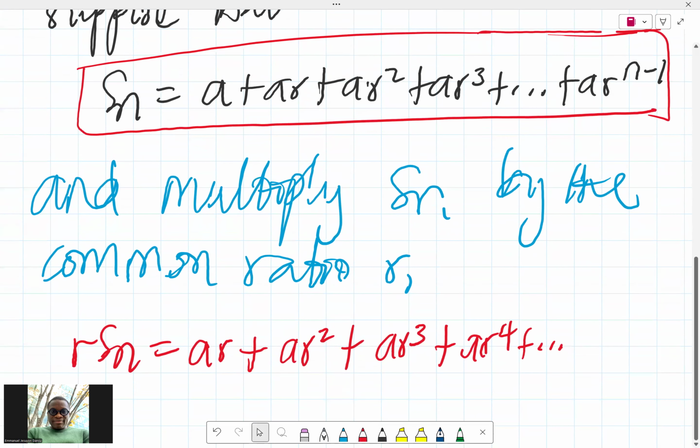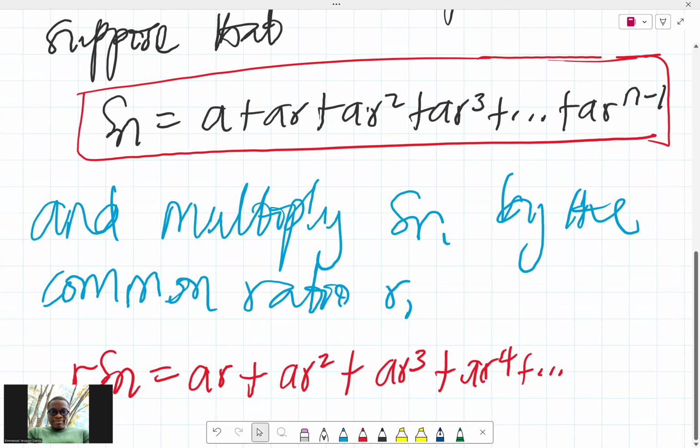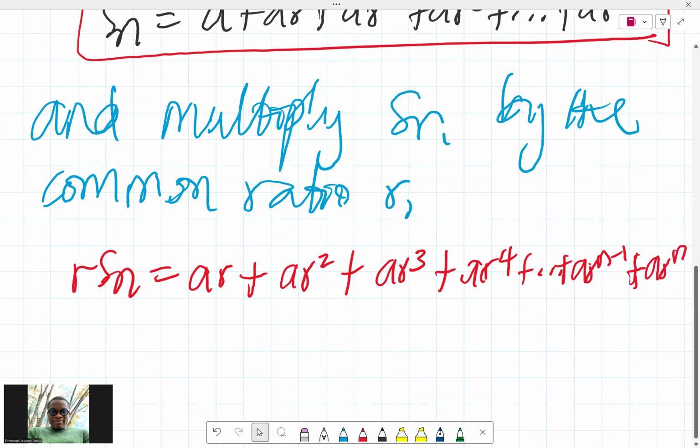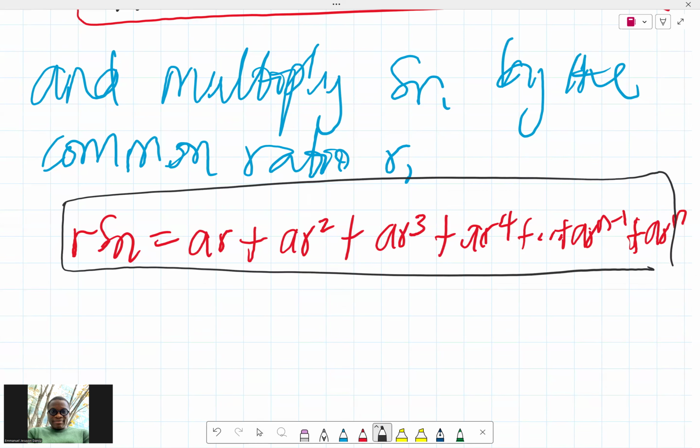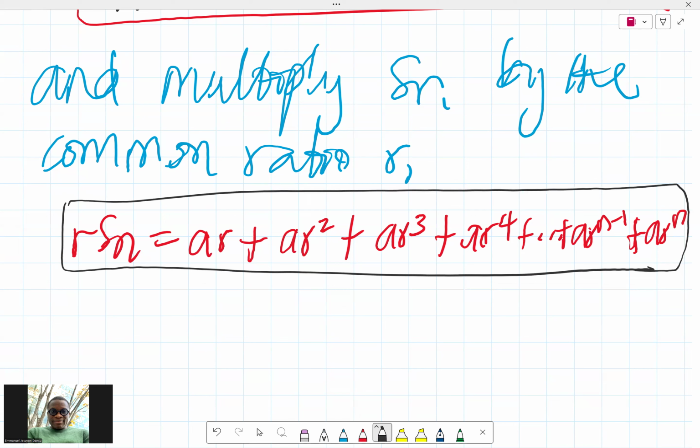But of course, before AR raised to power n minus 1, there should be AR raised to power n minus 2. So that multiplied by R will give you AR raised to power n minus 1, before you finally have AR^(n-1) multiplied by R. That will be AR raised to power n. Okay? So if we multiply this now, this is what we can call RSn.